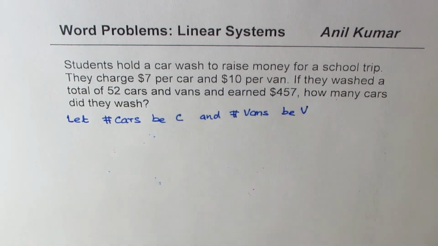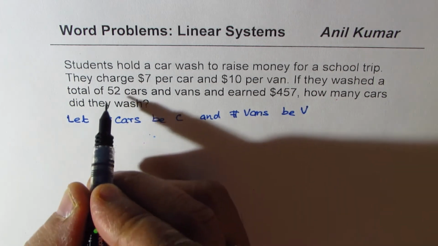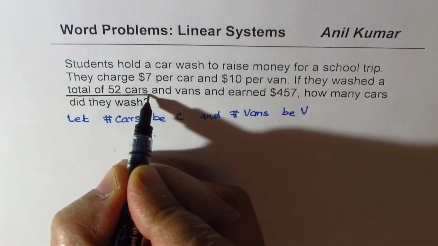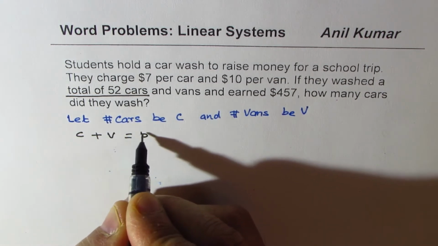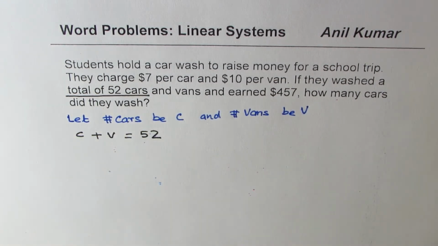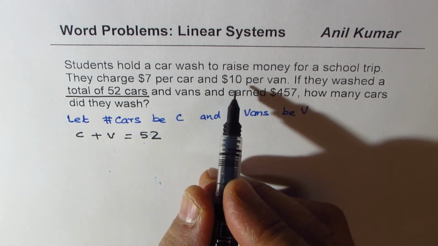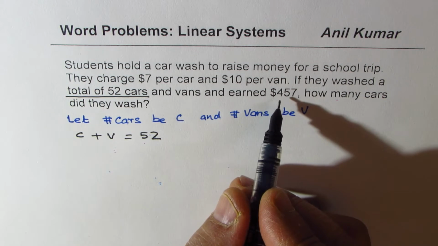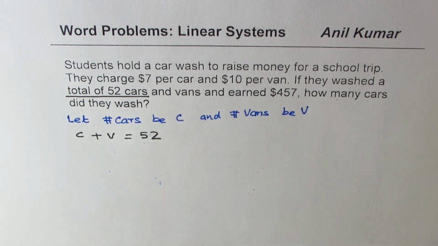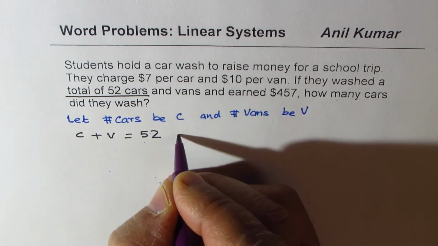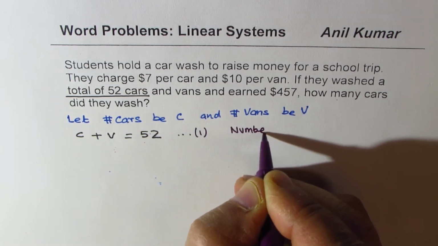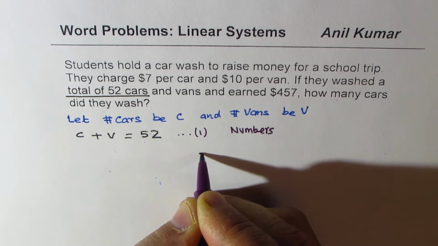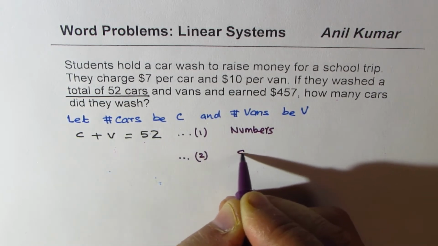As you read, you can write down the equations. Since we are given a total of 52 cars, that means C plus V is equal to 52. So normally you will get one equation relating to numbers. The other is dollar value, right? Total dollar value is, so first equation, let me write here, equation 1 is about numbers. And now we are going to write equation 2, which will give dollar value.